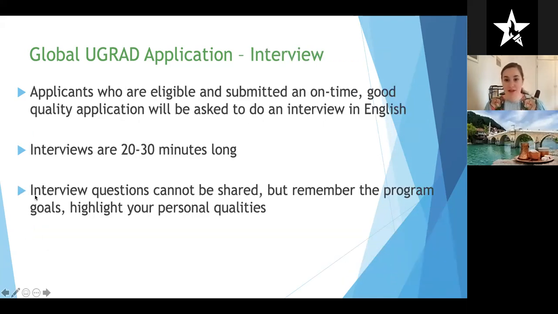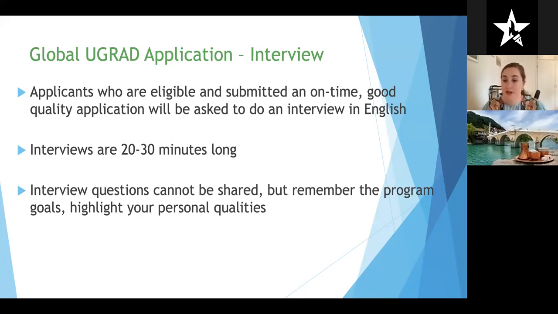So the last piece is the Global Ugrad interview. Everybody who applies on time and is eligible for the program and has a good quality application will be asked to do an interview with a few colleagues from the embassy. The interviews will be done either on the phone or virtually. With COVID, we aren't doing anything in person still, unfortunately. And it's not a very long interview, 20 to 30 minutes maximum.